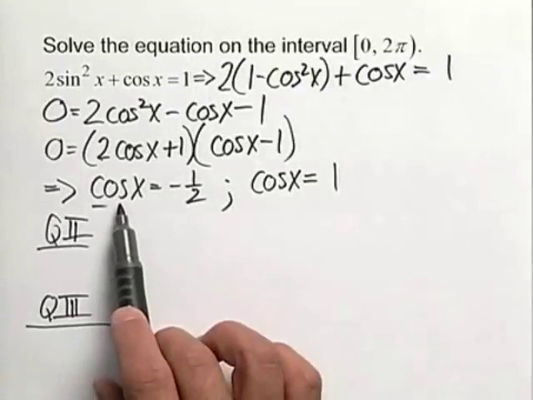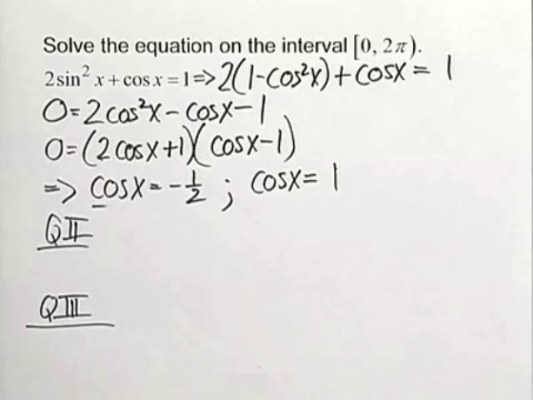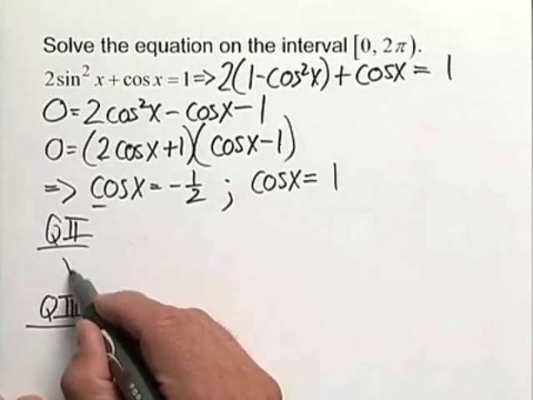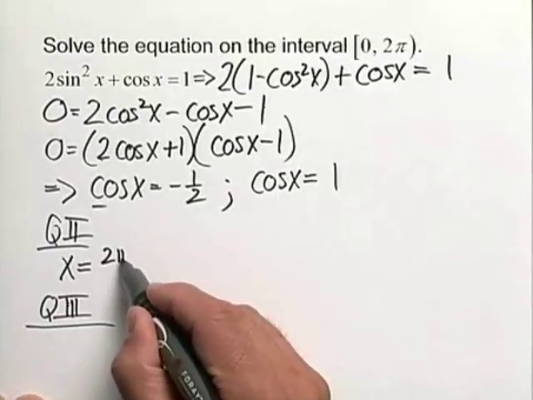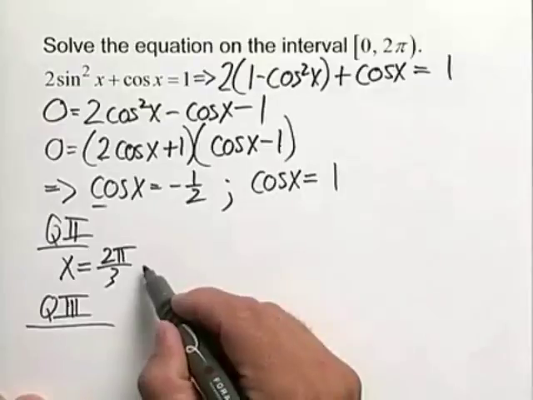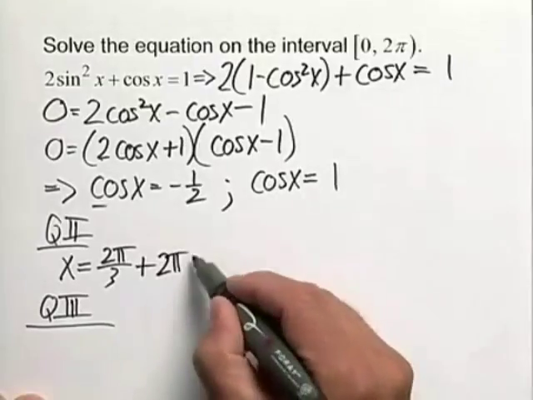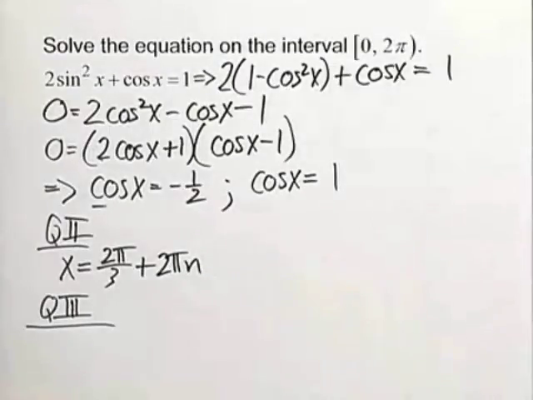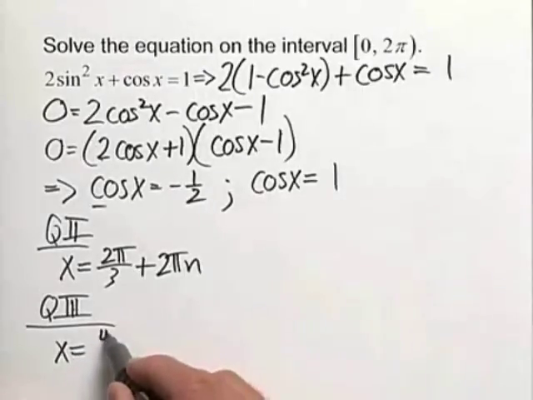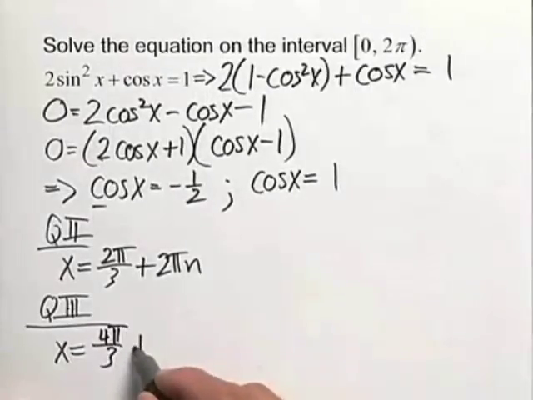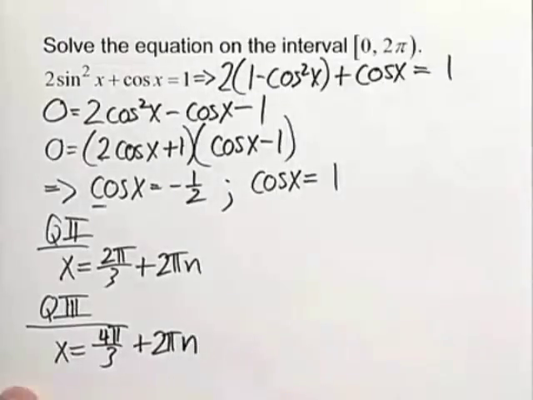Now, when the cosine is equal to a negative 1/2, we have a reference angle of pi thirds. And in quadrant 2, that will give us a value of 2 pi thirds. As before, addressing the periodicity, 2 pi n. Quadrant 3, in a similar fashion, using what we know about reference angles, we obtain 4 pi thirds plus 2 pi n.